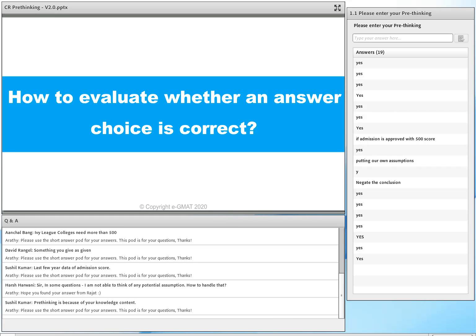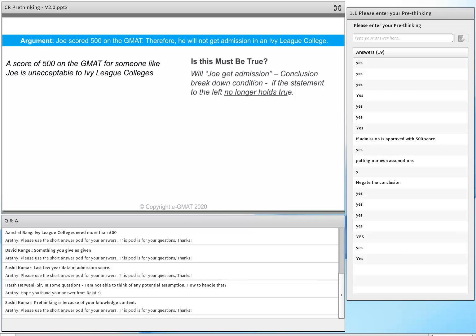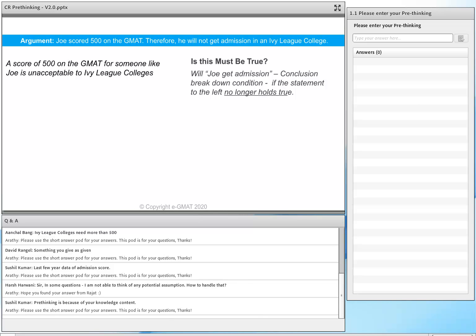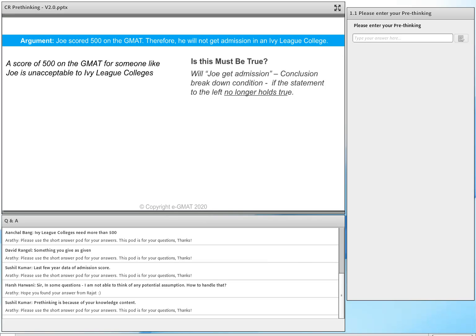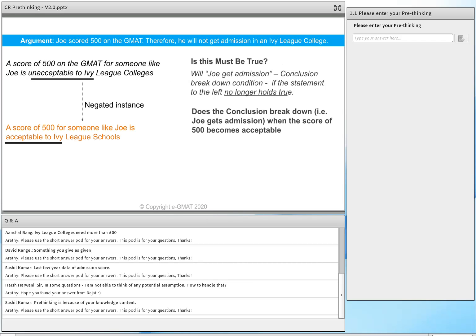So how do you figure out, when you're evaluating an answer choice which is given to you, whether that answer choice is correct? Let's look at this particular answer choice and see how we evaluate it. This is something that we all came up with, and I said this is the correct assumption. You apply what is called the negation test, and we're going to learn how to do that. The answer choice is: a score of 500 on the GMAT for someone like Joe is unacceptable to Ivy League colleges. You ask, is it must be true, which means, will Joe get admission if this statement no longer holds true?